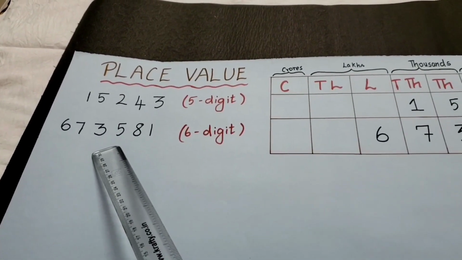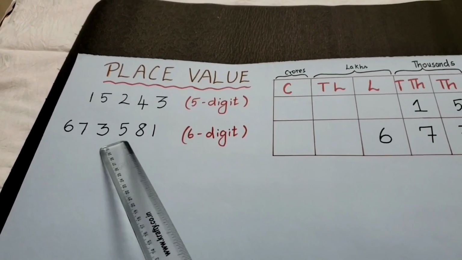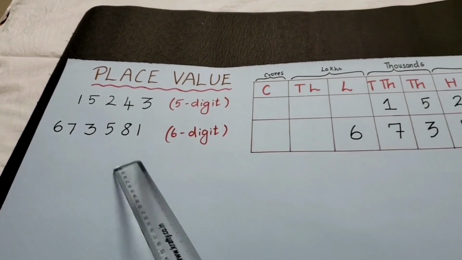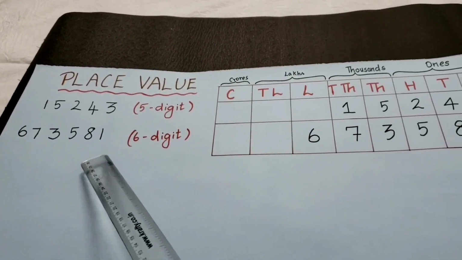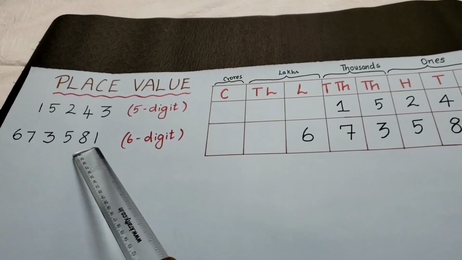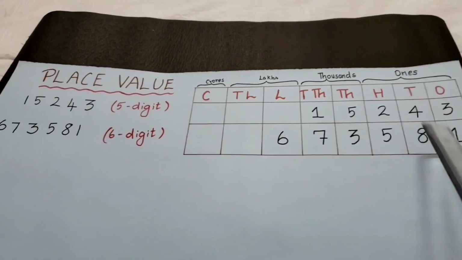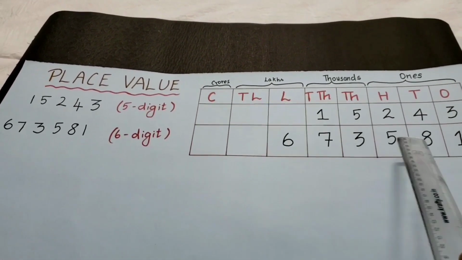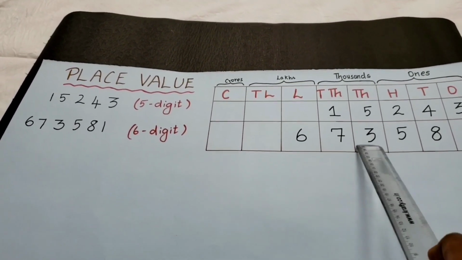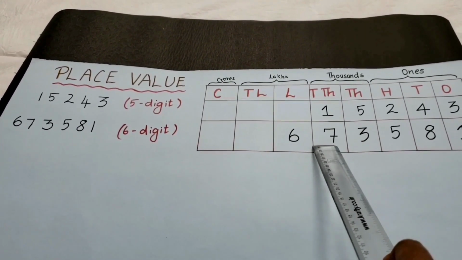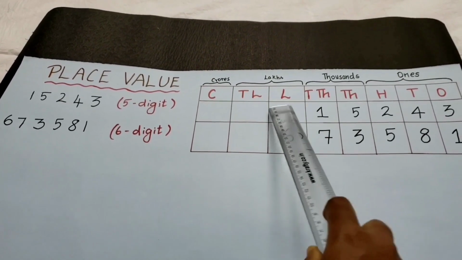Let's see a 6 digit number. I have taken the number 673581. Let us see how to represent a 6 digit number in the place value chart. The first digit lies in ones place. So I have written 1 in ones place, 8 in tens place, 5 in 100, 3 in 1000, 7 in 10,000, 6 in lakhs place.